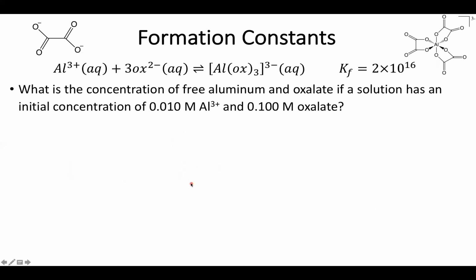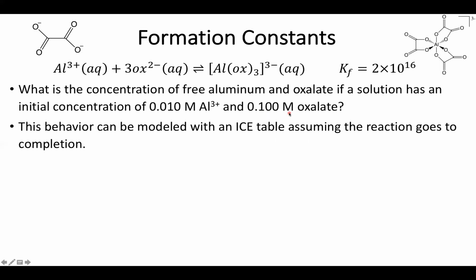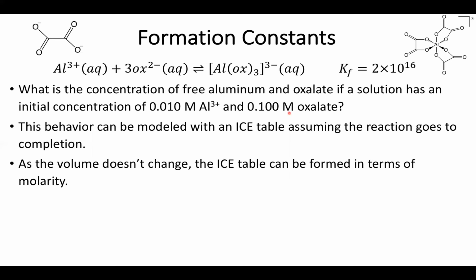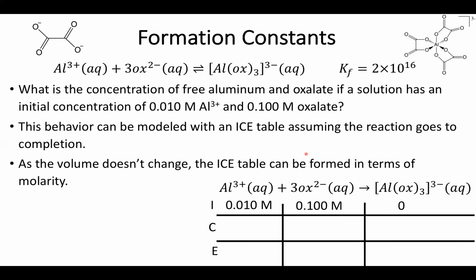If I've got a starting concentration of 0.01 molar aluminum and 0.1 molar oxalate, the first thing we can do is note that the volume of the solution isn't changing. So this isn't a titration reaction. As a result, I can model this using an ICE table where I'm going to use molarity instead of moles because I don't have to worry about any potential dilution. Everybody has the same volume, so it'll be easy.